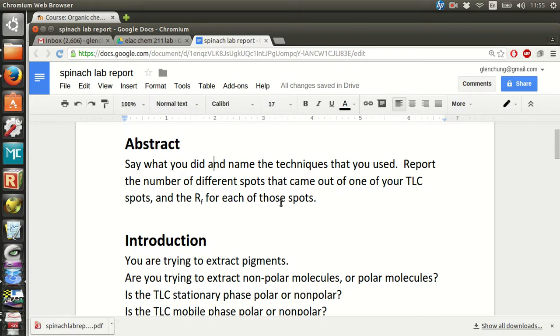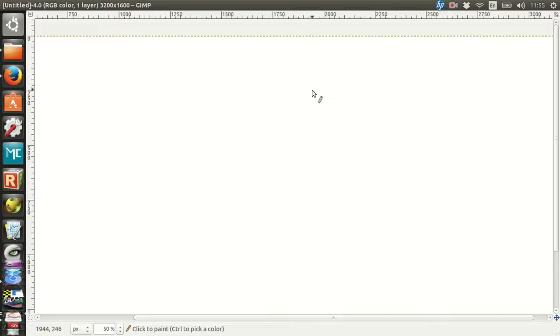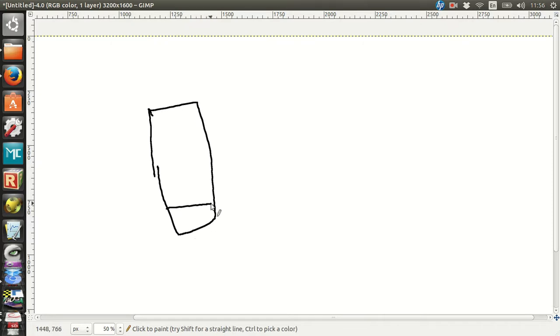In the abstract, please say what you did and name the techniques that you used. For example, you can name the technique extraction. You could name the technique thin layer chromatography. Report the number of different spots that came out on one of your TLC spots. Here's what I mean by that. You have the TLC plate and you made some spots. Blip, blip, blip. One of these spots may have created more other spots than others.